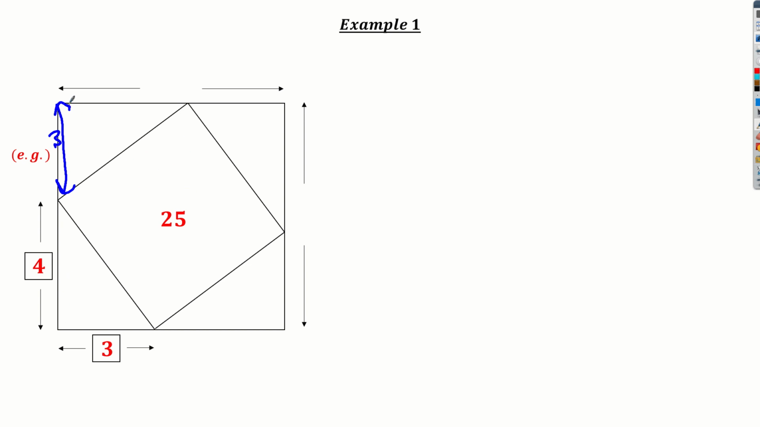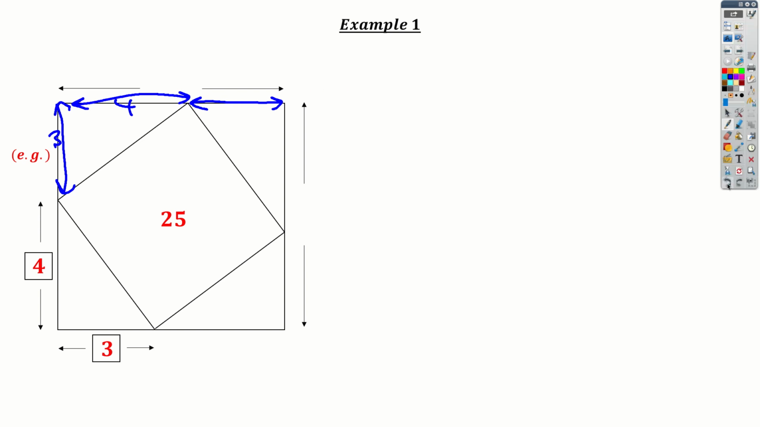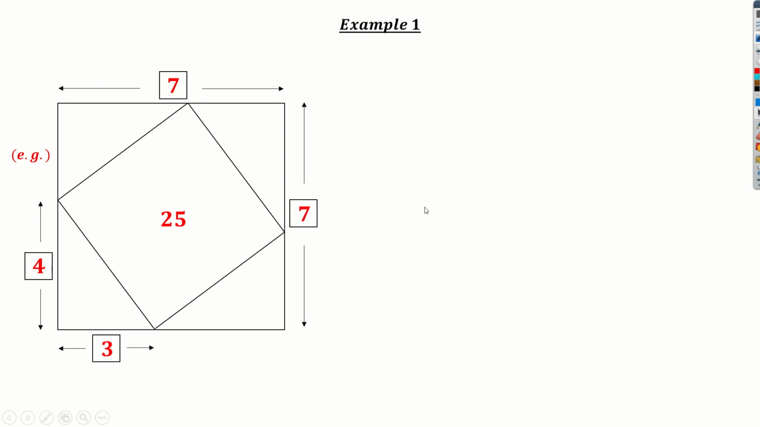And same idea, if I go along here, that's going to be a 4, because it's the same as this edge, and this is going to be a 3. So again, the top edge is going to be 7 as well. All right, so the big square is 3 plus 4, which is 7. Okay, so let's put that on the picture. Okay, so now I've got those.